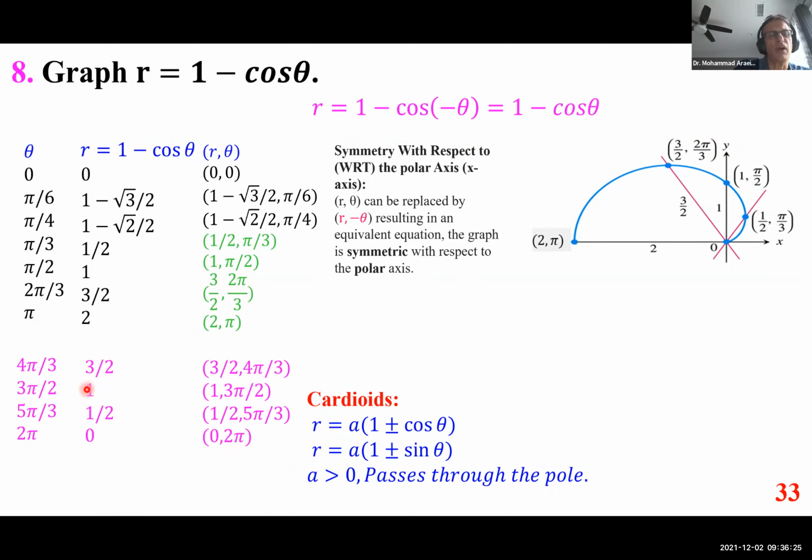Just as an example, 3 pi over 2: remember, odd multiples of pi over 2 put us along the y-axis, a vertical axis, resulting in 0 for cosine. It continues with 5 pi over 3, which is the same as pi over 3, and in the fourth quadrant it is positive. So 1 minus 1/2 gives us 1/2. 2 pi gives us +1, and 1 minus +1 is 0.